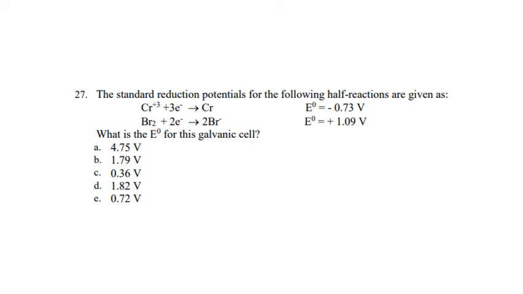This is a negative value, so this is going to be oxidation, and that means I have to flip the value, 0.73, and then just add them up with 1.09. So it will be 1.82. D is the right answer.